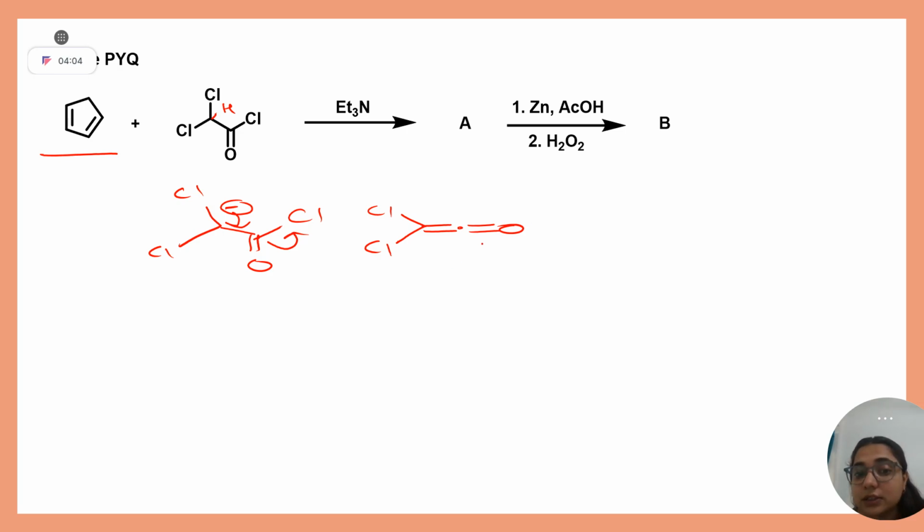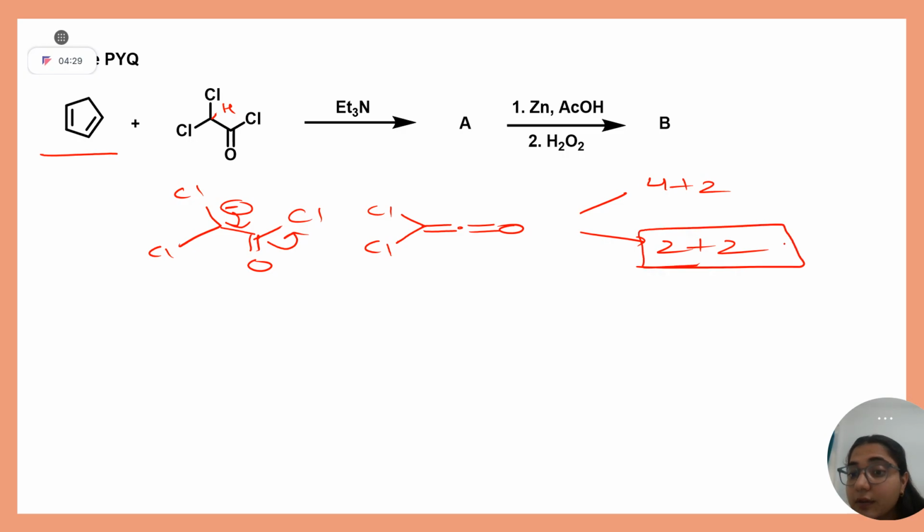Now I told you in the last class to tell me the condition under which 2 plus 2 cycloaddition of ketene will take place. I asked you whether ketene will undergo 4 plus 2 or 2 plus 2 with an external olefin, right? So in the next slide I'm going to make you understand why ketenes undergo 2 plus 2 cycloaddition only, which takes place under thermal or photochemical conditions. Students: thermal condition.